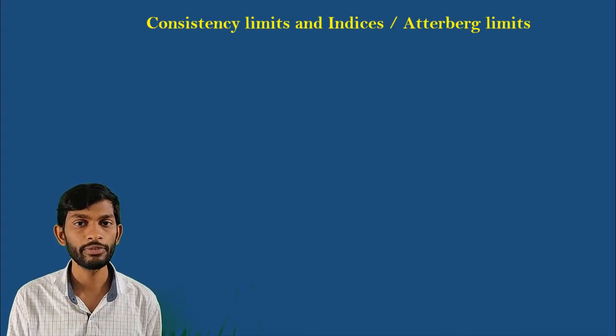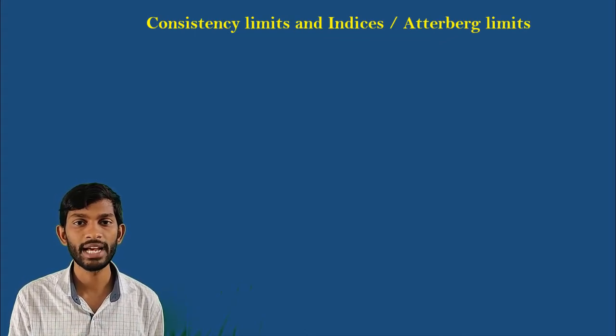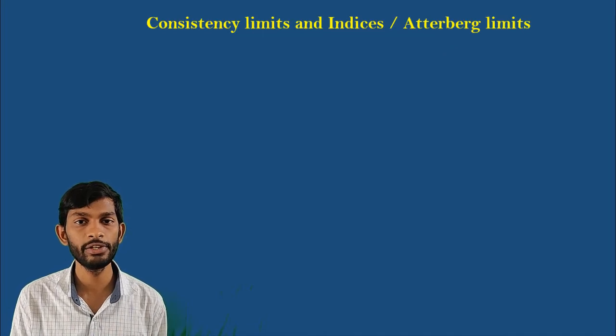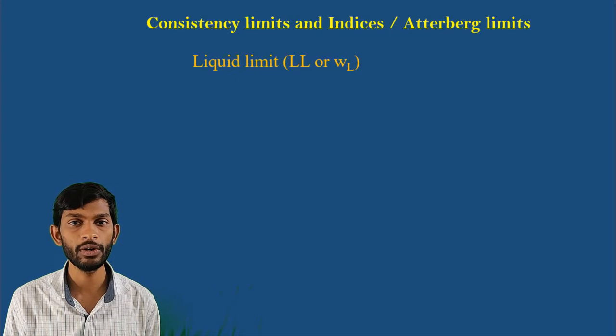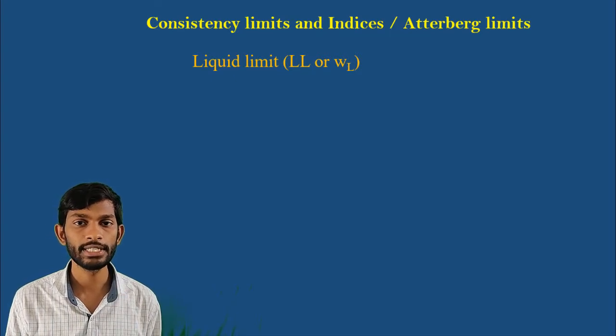Okay. We have seen 4 phases, right? Solid, semi-solid, plastic, liquid. So these 4 stages will vary based on the amount of water that is being used. So we'll talk about the consistency limits or the Atterberg limits. We have 3 different types of consistency limits.